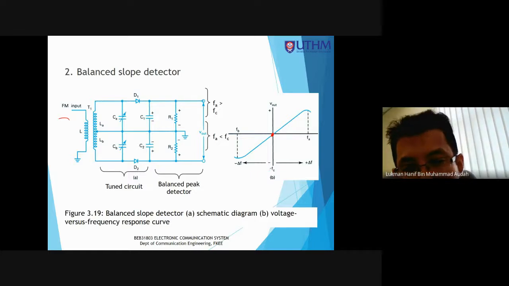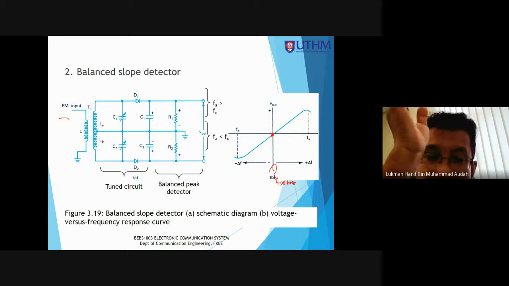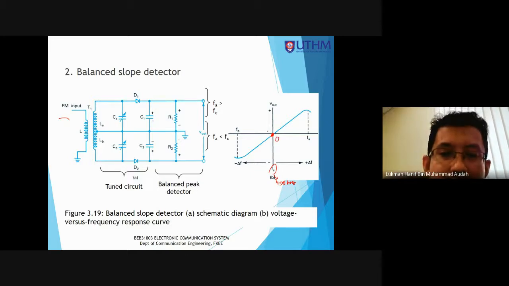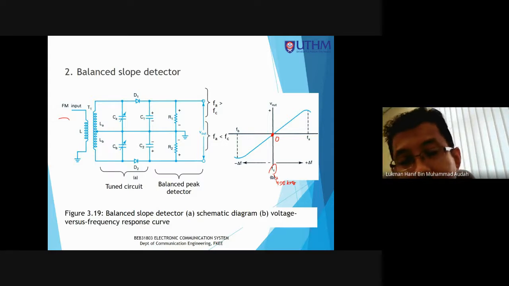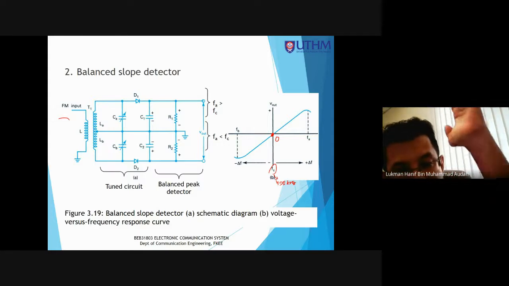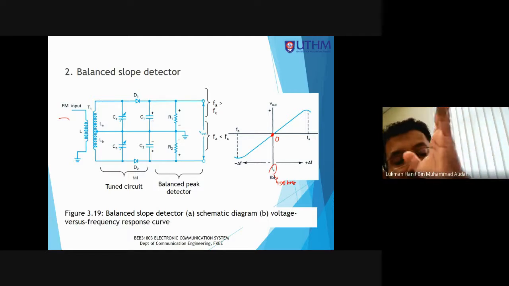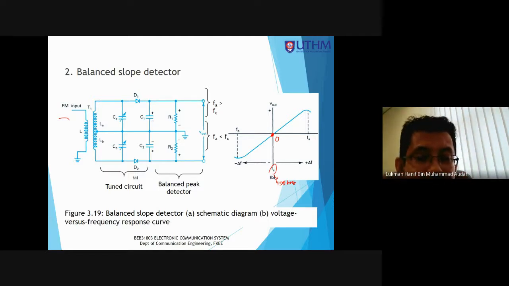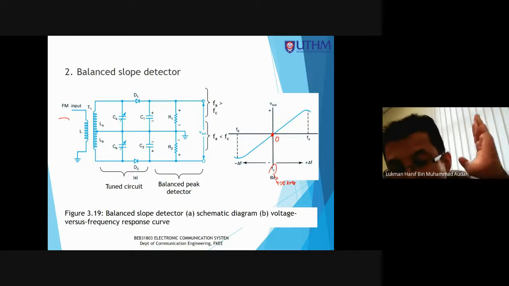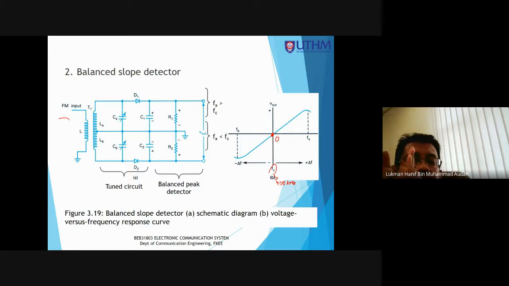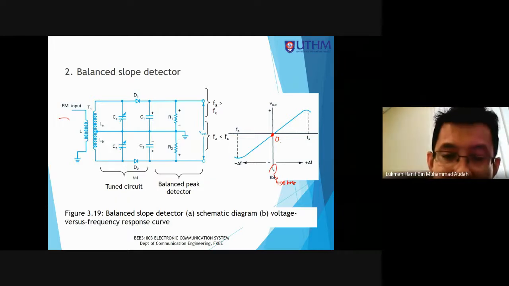Okay, so kalau katakan di sini adalah 455 for example, okay, so that means the slope detector will resonate at the center of IF and produce 0 volt at the output. Maknanya pada resonant frequency, pada center of the IF, dia akan menghasilkan 0 output. Berbeza dengan yang tadi pada center dia masih ada output tetapi yang balance slope detector at resonant dia akan jadi 0 pada output. Daripada situ baru dia keep on tracking.